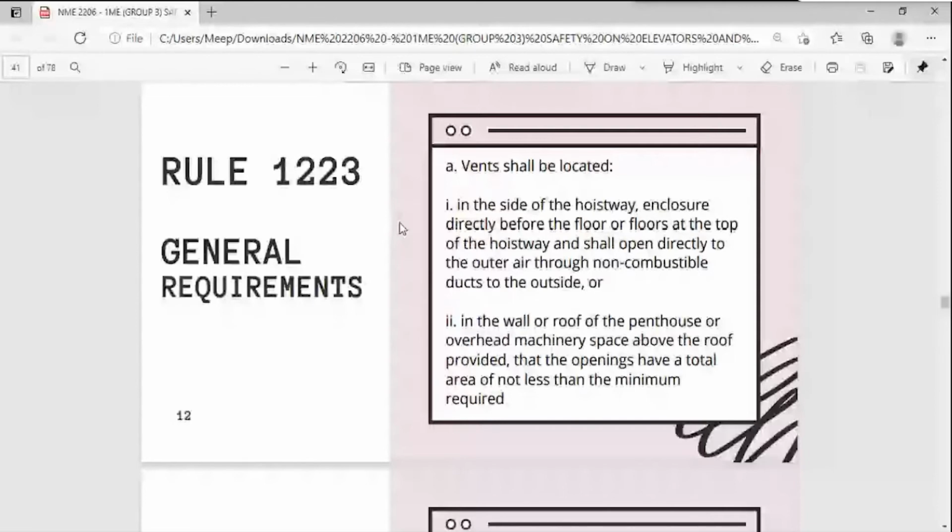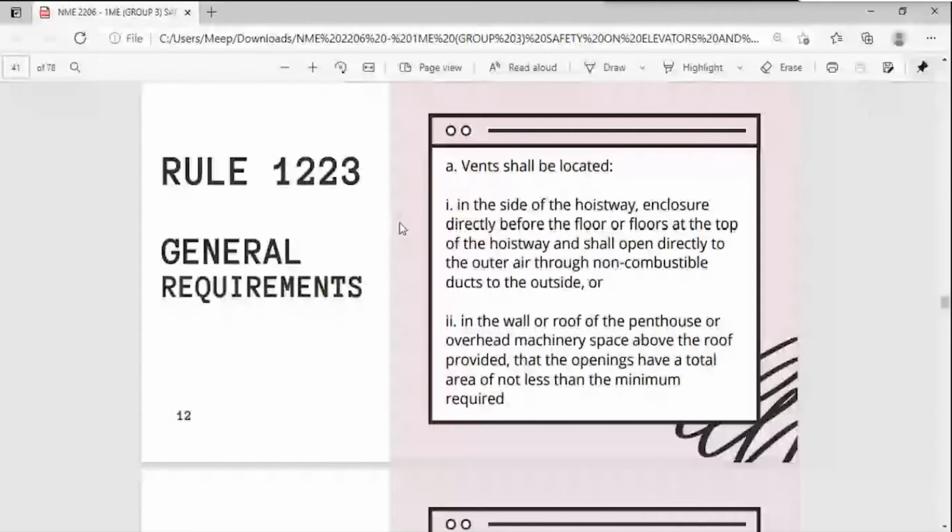Number 1, in the side of the hoistway enclosure directly below the floor or floors at the top of the hoistway, and shall be opened directly to the outer air through non-combustible ducts to the outside, or number 2, in the wall or roof of the penthouse or overhead machinery space above the roof, provided that the openings have a total area of not less than the minimum required.